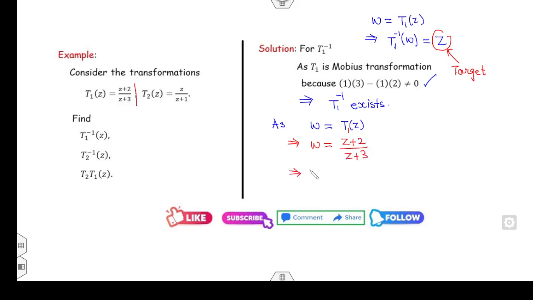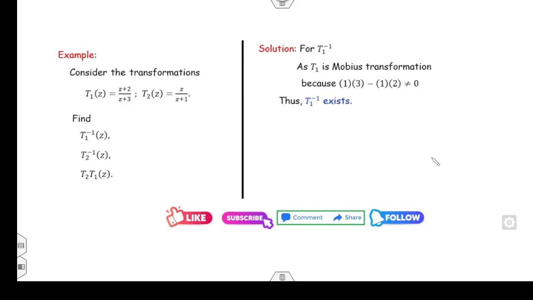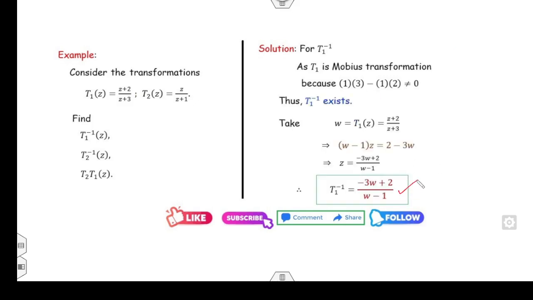I can cross multiply them. WZ plus 3W minus Z minus 2 is equal to 0. My target is to find the value of Z. So the Z value will be 2 minus 3W divided by W minus 1, which is the required T1 inverse of the function.